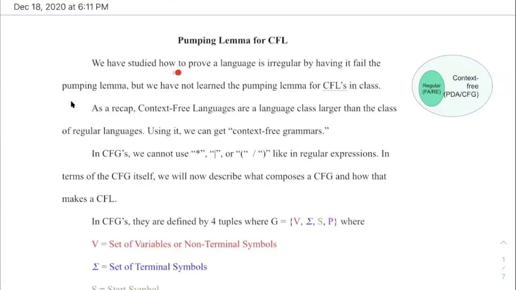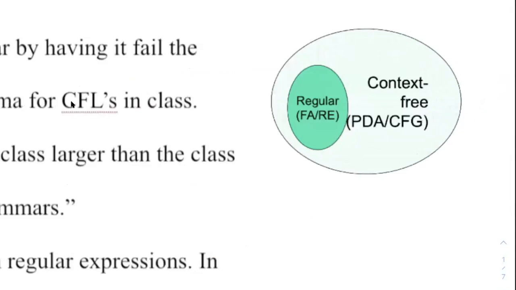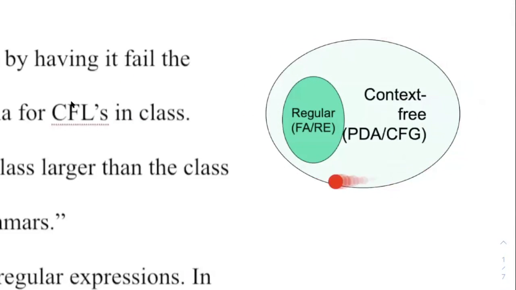So we have studied how to prove a language is irregular by having it fail a pumping lemma, but we have not yet learned the pumping lemma for CFLs in class. As a recap, context-free languages are a language class larger than the class of regular languages. Using it, we can get context-free grammars. So this is what we are talking about today, and this is what we were talking about previously for the previous pumping lemma. The new pumping lemma that we're learning about today encompasses what was taught previously.